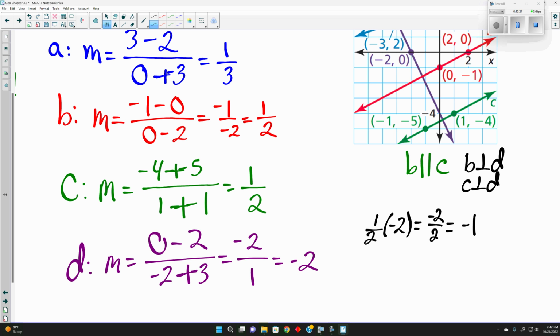Opposite reciprocal. So if we took 1/2 and flipped it, 1/2 flipped becomes 2. Change the sign and it is negative 2. For 1/3, if I wanted to find its perpendicular slope, we would flip it and have it as 3 over 1 and it would be negative. So if we had a slope of negative 3, then it would be perpendicular to A. Questions on any of this here?